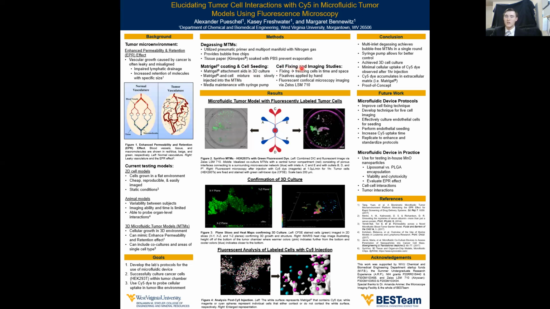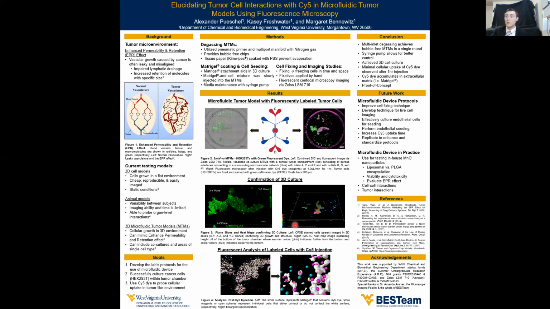Next, we fix the cells and image them. Fixing adds a fixative agent, which freezes them in space and time, and the system no longer changes with time. And then we use a fluorescent microscope. Here you can see the tumor chamber with cells fluorescently labeled in green. And on the right, we have the tumor chamber again. Again, you can see the cells, but the matrigel is now magenta because the Cy5 that we introduced to probe cellular interactions only stayed extracellularly in the matrigel and did not get taken up by the cells.